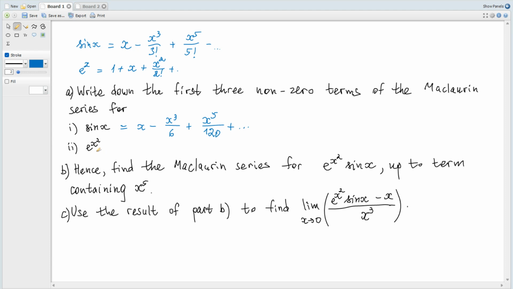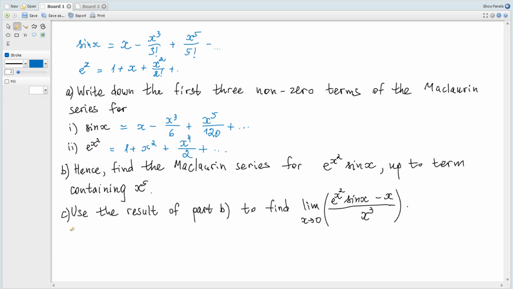The series for e to the power of x squared can be found by substituting x squared for x into the series for e to the power of x. It is also given in a data booklet, so it becomes 1 plus x squared plus x squared squared, which is x to the power of 4 over 2 factorial, which is 2, so x to the power of 4 over 2, plus so on.